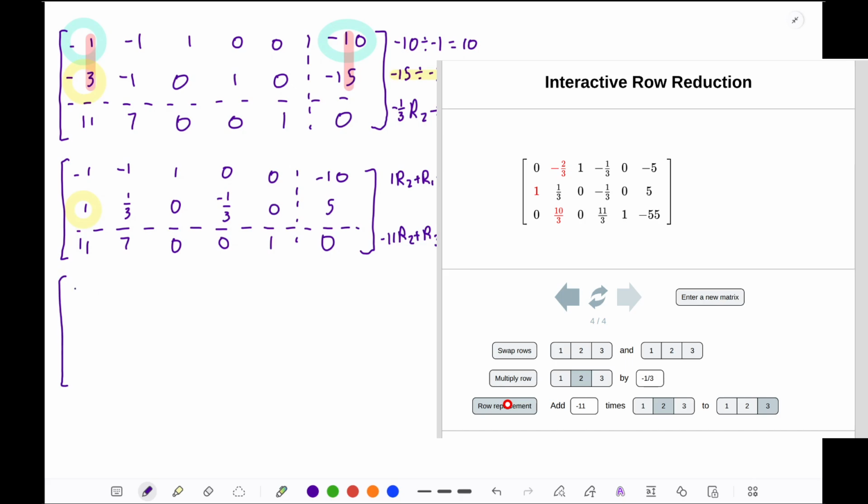So we get 0, negative 2/3, 1, negative 1/3, 0, negative 5, 1, 1/3, 0, negative 1/3, 0, 5, 0, 10/3, 0, 11/3, 1, negative 5, 55.